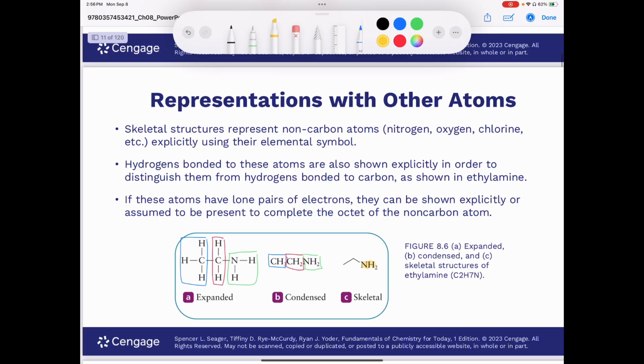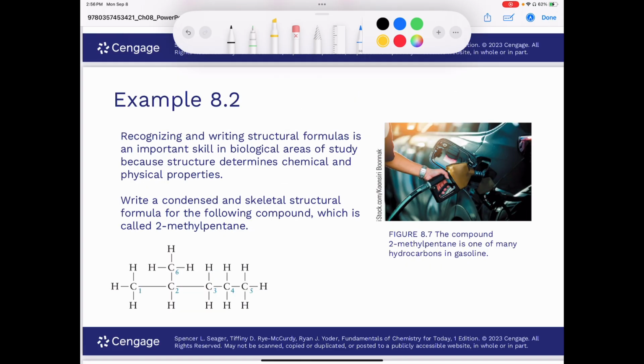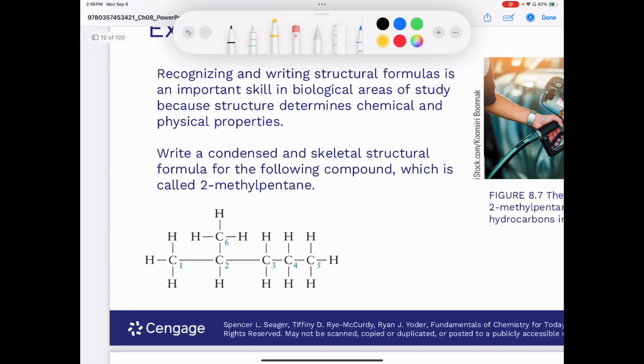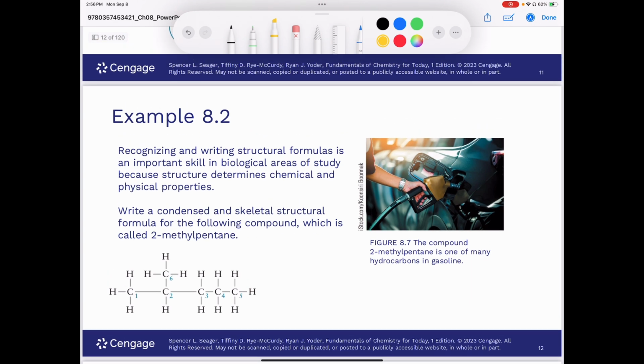And so again, you want to practice drawing your skeletal structures because they are, so to speak, the industry standard. This is generally speaking how an organic chemist is going to draw an organic molecule. Recognizing and writing structural formulas is an important skill in biological areas of study because structure determines chemical and physical properties. This is very important. Why are we so interested in structures as chemists? It's because structure determines chemical and physical properties.